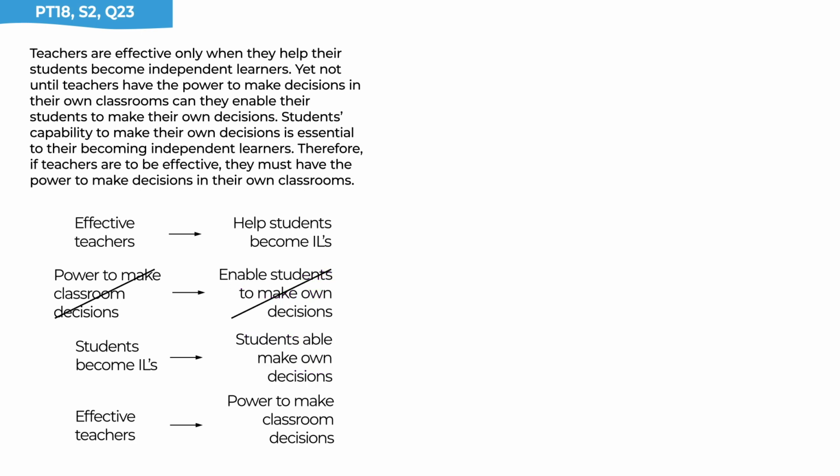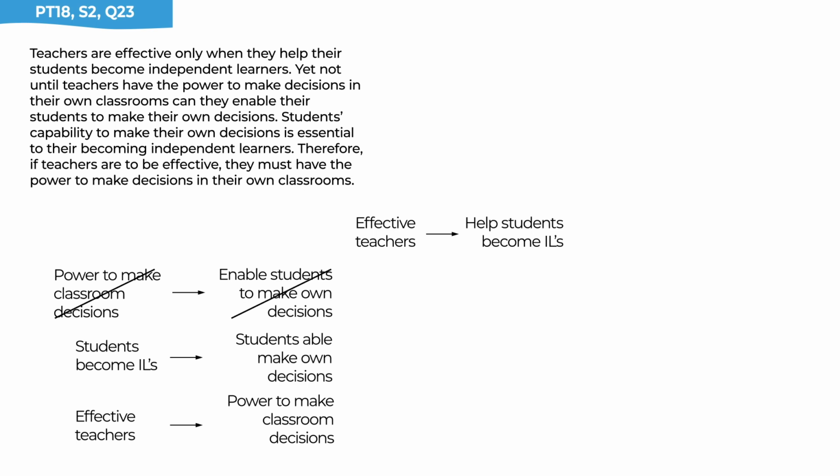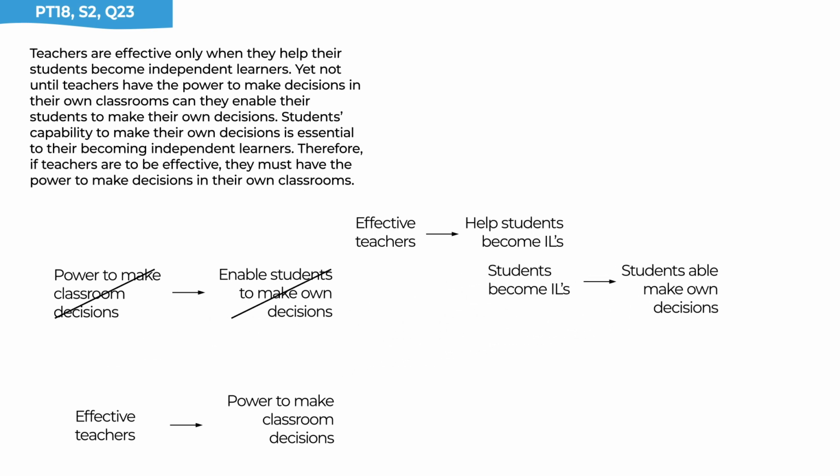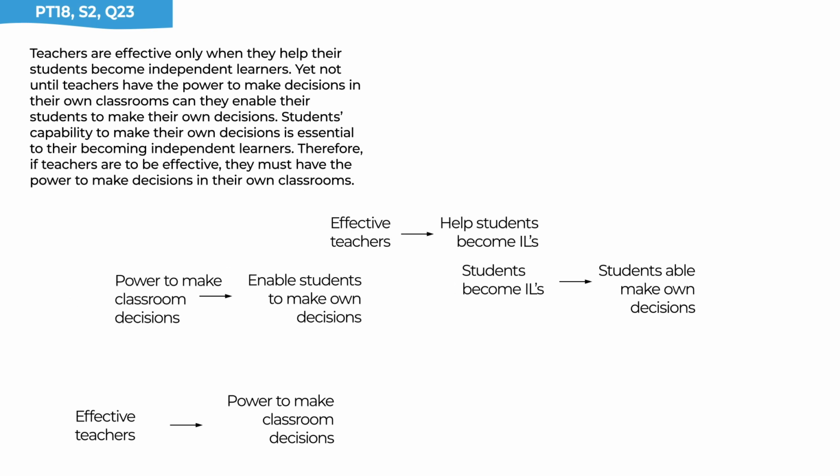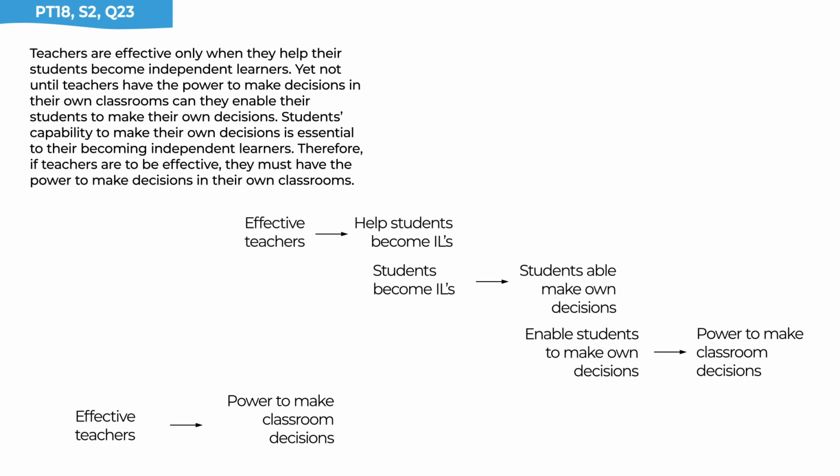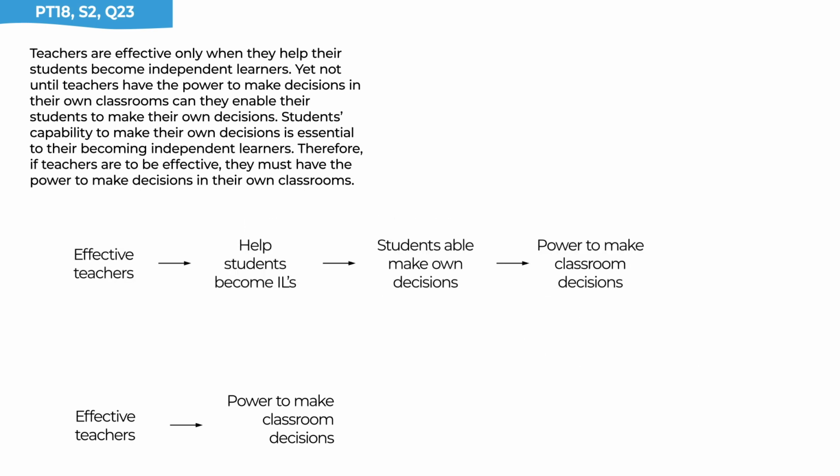All right, let's pull out that first rule. If you're an effective teacher, you can help your student become an independent learner. Can we chain anything onto that? Sure, we have a rule that says if the students are becoming independent learners, then they must be able to make their own decisions. Can we chain anything onto that? Well, I see a rule about students making their own decisions, but I would need to contrapose it to chain it on, so I will. I'll think, all right, if students are able to make their own decisions, then the teachers did have power to make classroom decisions. Those first three ideas chained A to B, B to C, C to D.